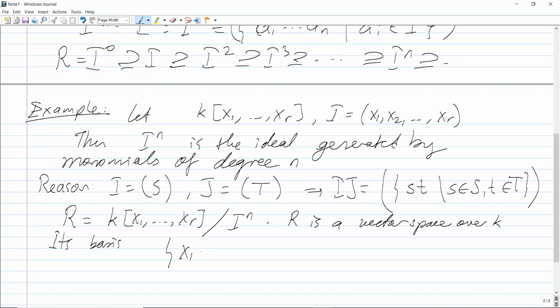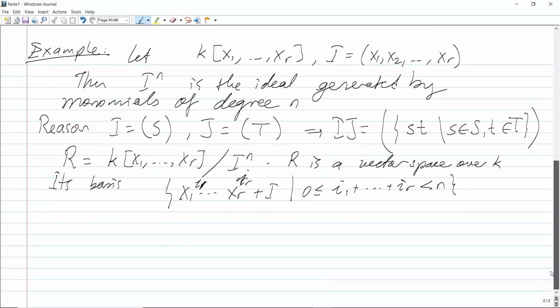The basis consists of the classes of x_1^{i_1} through x_r^{i_r}, such that the sum of i_1 through i_r is less than n. So let me give one example.